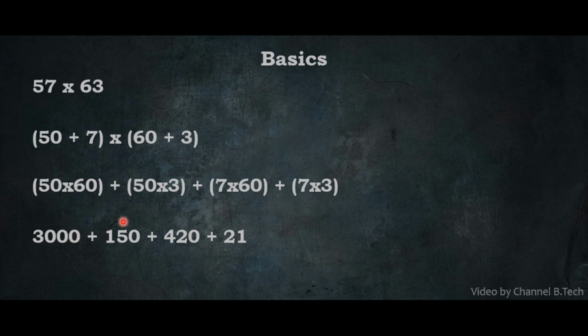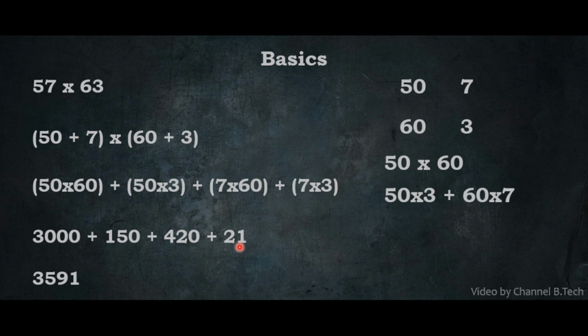So 3000 is a separate group, 150 plus 420 is a group, and 21 is a group. I add them, I get 3591. Now 57 can be written as 50 and 7, 63 can be written as 60 and 3. Now 50 into 60, it will give two zeros, so we are considering it as one group. 50 into 3 plus 60 into 7, it will give one zero. Both of them will give one zero, so we are considering them as another group. 7 into 3 does not give any zero, so we consider that as a different group.